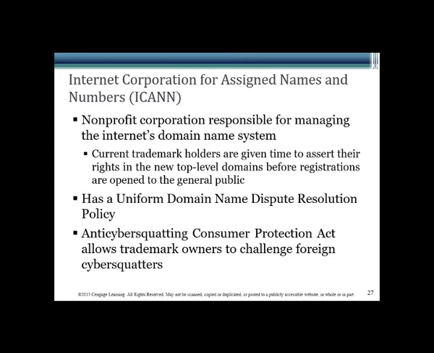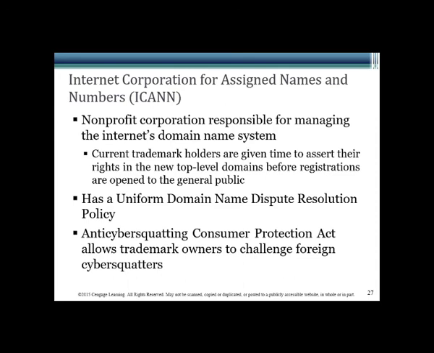In 2004, ICANN introduced .asia, .cat, .mobi, .tel, and .travel. The generic top-level domain .xxx was approved in 2011. With each new round of generic top-level domains, current trademark holders are given time to assert rights to their trademarks in the new top-level domains before registrations are opened up to the general public.